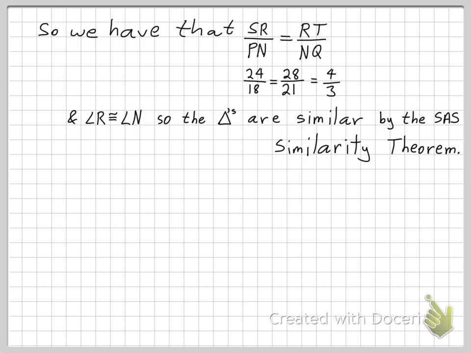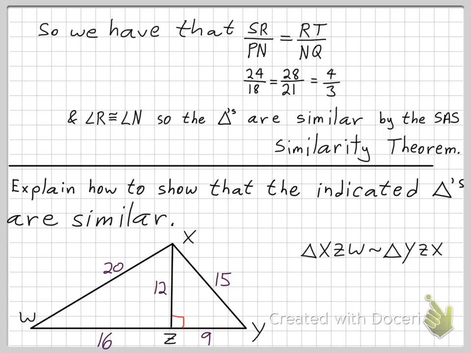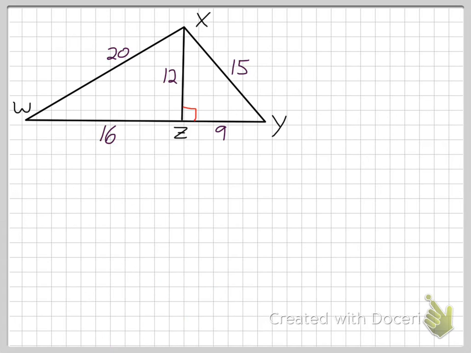Okay, now we have just one more problem to go. It's the same instructions to explain how to show that the indicated triangles are similar. And now it's our task to show that triangle XZW is similar to triangle YZX. And remember, the order in which you travel around the letters is crucial, so I've just recopied these here for your convenience.